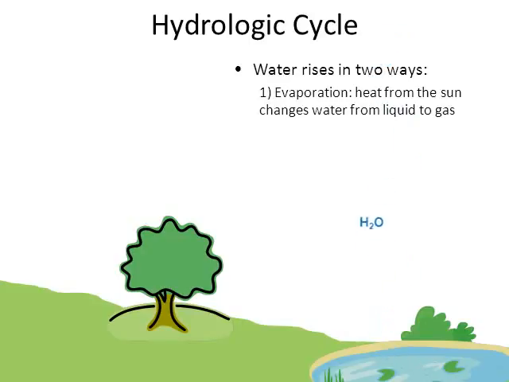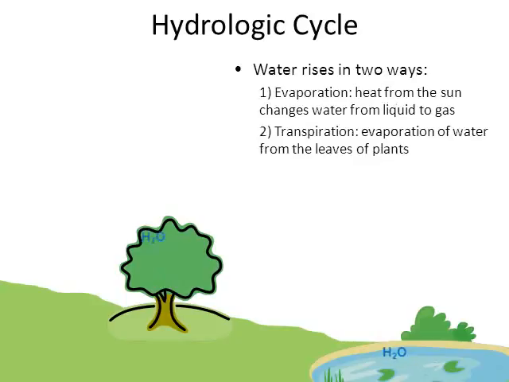A second way that water rises into the atmosphere is through what's called transpiration. Transpiration is where plants lose water through their leaves. Let's actually look at that in a little more detail. So one thing I want you to know when we focus on transpiration in a little more detail is that plants have these little pores on the backside of their leaves.